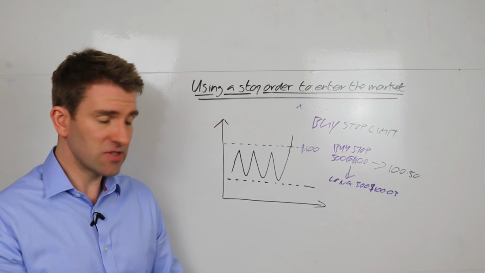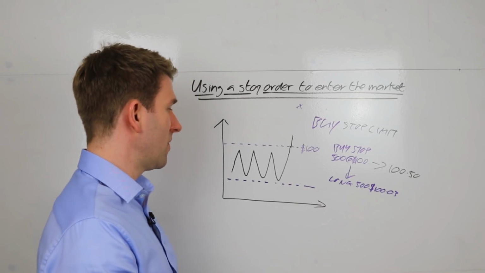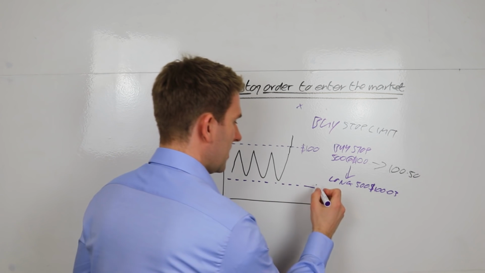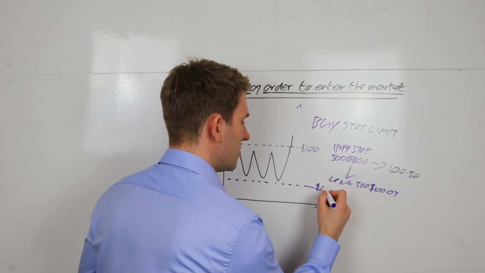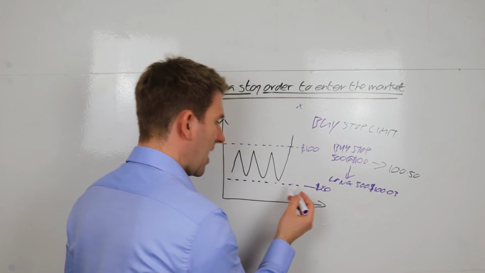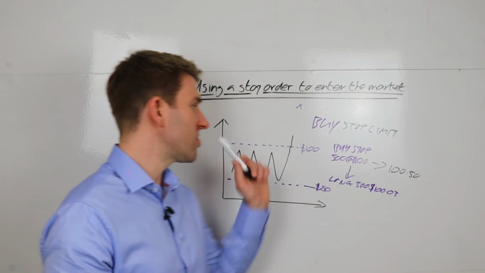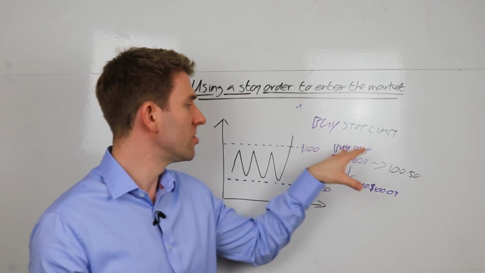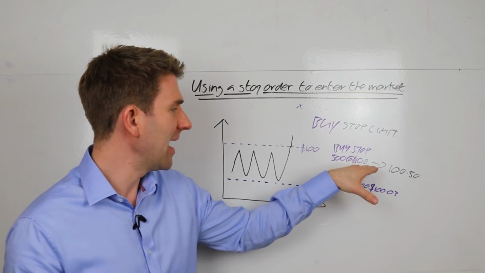Let's look very briefly to the downside, guys. Let's imagine we've got the same thing here, and let's say that this was, let's say $80 down here, right? And we wanted to get in only if the price was trading at that $80 level. We'd use the same kind of thing, except it would just be a sell stop. So we put a sell stop, 500 at $80.